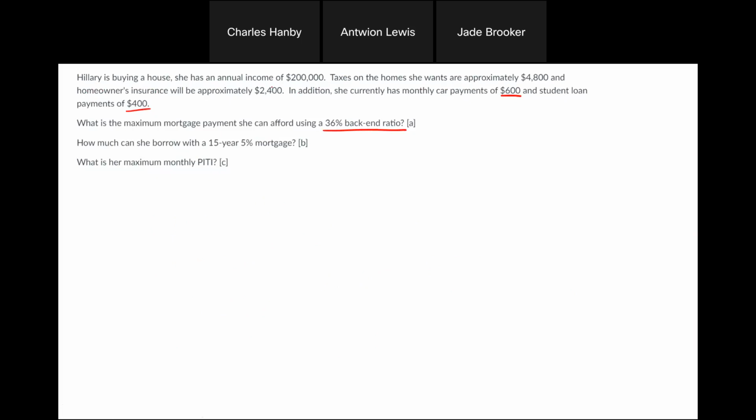Again, Hillary's buying a house. Everything's the same: $200,000 of annual income, taxes 4,800, homeowners insurance 2,400. In addition, she currently has car payments of 600 and student loan payments of 400. What is the maximum mortgage she can afford with a 36% back end ratio? When you're including the other debt, you use the back end ratio, and it is generally higher.